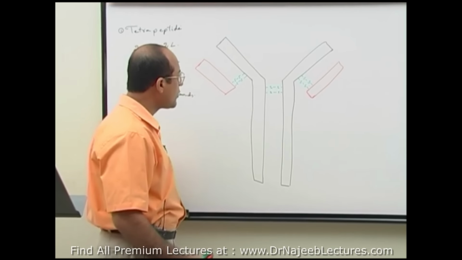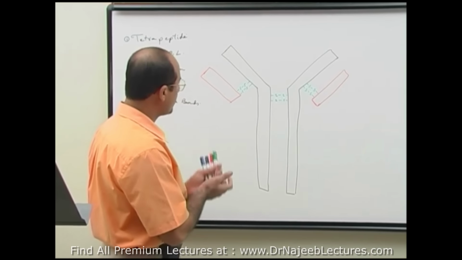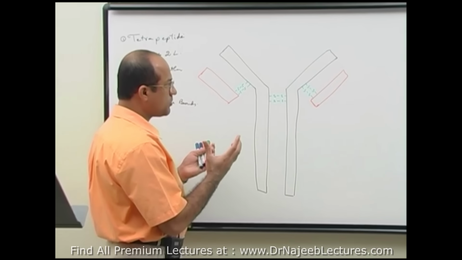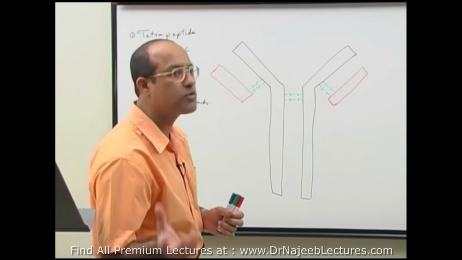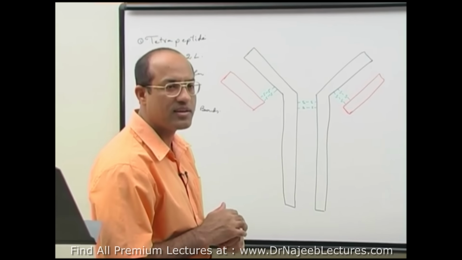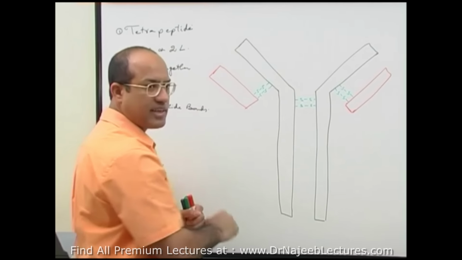Now, antibodies have a specific function. They should bind with the antigen in a specific manner, right? Now, in which part of the antibody does the antigen bind?